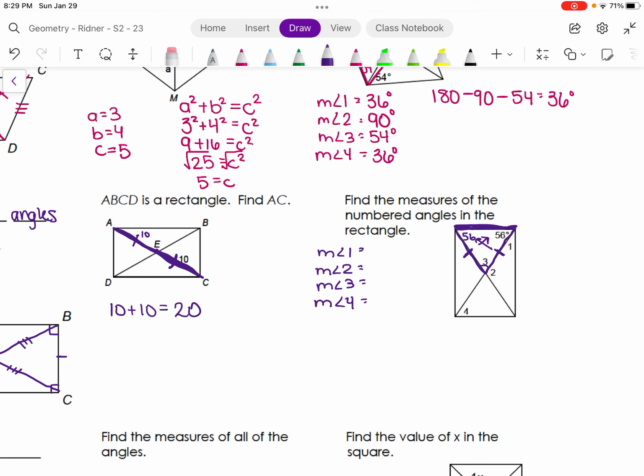For the measure of angle 3, I'm going to do 180 minus 56 minus 56, and that's going to give me 68 degrees. Again, pause, put that in your calculator or whatever. 68 degrees. Okay. The measure of angle 1 and that measure of 56 together have to be 90. So 90 minus 56 is 34 degrees.